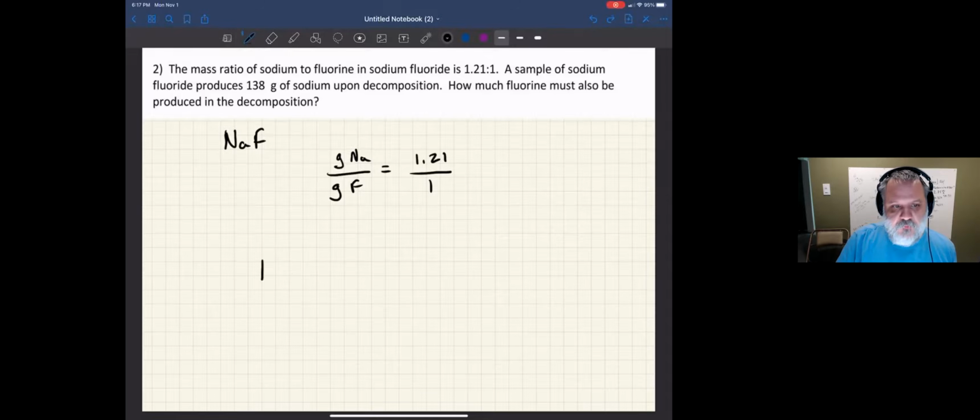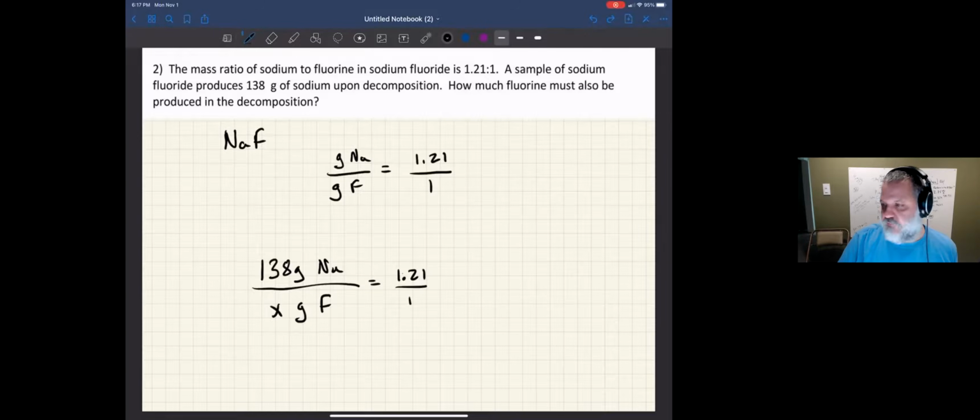So in order to solve this, we just plug in the numbers that we know and solve for the one we don't. So we know that there's 138 grams of sodium in the decomposition. We want to figure out how much fluorine, so X. And so we know that that equals 1.21 over 1.